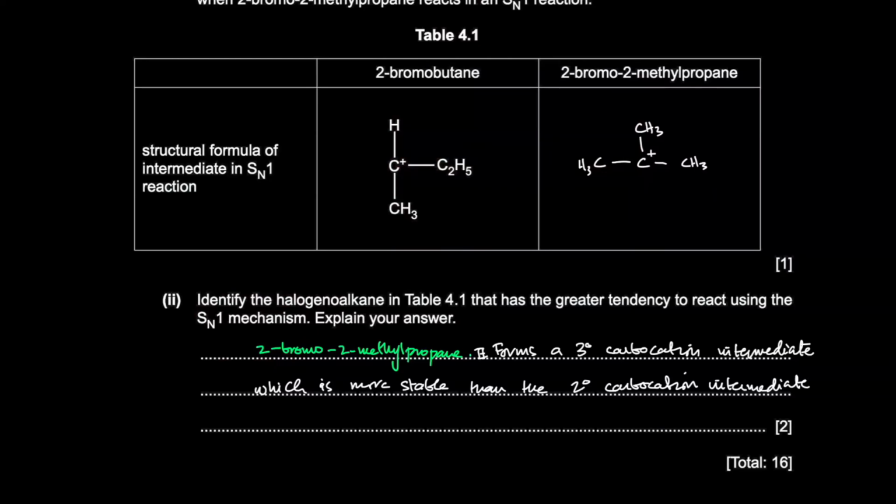Again, more stable simply means that it's at a lower energy, so a lower activation energy is needed to make it, okay? I'll write this down in brackets: lower activation energy is needed for tertiary. So then the secondary carbocation intermediate, that 2-bromobutane forms, right? And why is it more stable?